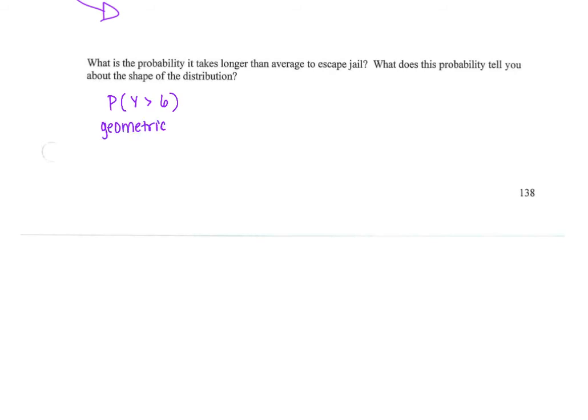And it goes the same way as binomial, but you have just P and K in your parentheses. And you still have to follow the same rules. It's got to be y less than or equal to k. So right now we have y is greater than 6. So we're going to do 1 minus the probability that it's less than or equal to 6.